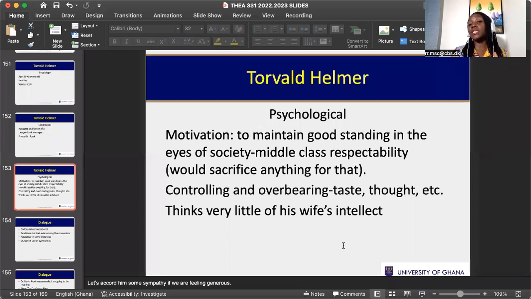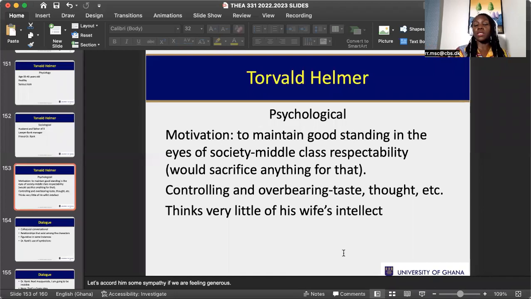In the home, that is supposed to be the domain of the woman too. He's overbearing and he has control over everything there too. And so he has that kind of character. And because of that, we can just link it to his desire to have everything perfect in the eyes of society. Okay. And he thinks very little of his wife's intellect.